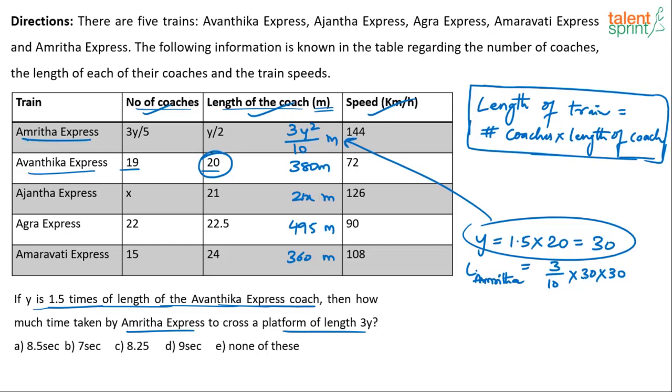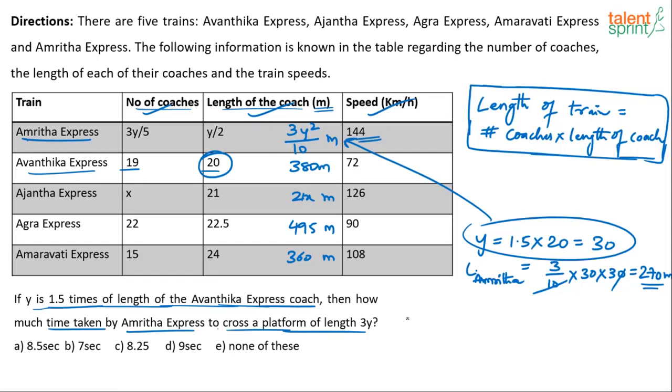How much is this? Anyway, this 0 gets cancelled. 9 into 30, 270. So we know the length of Amrita Express is 270 meters. We also know the speed of Amrita Express. Now, how much time is taken by Amrita Express to cross a platform of length 3y?